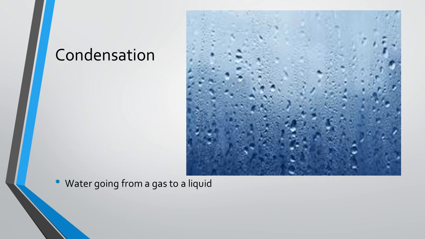Next is condensation, which is water going from a gas to a liquid. Condensation generally occurs in the atmosphere when warm air rises, cools, and loses its capacity to hold water vapor. As a result, excess water vapor condenses to form cloud droplets.